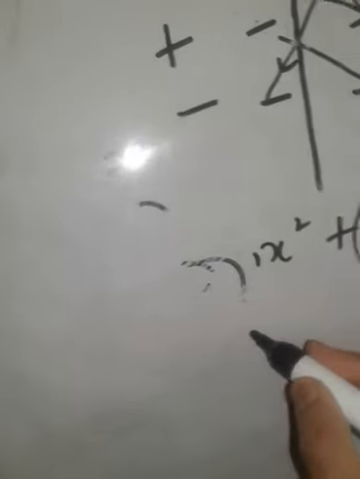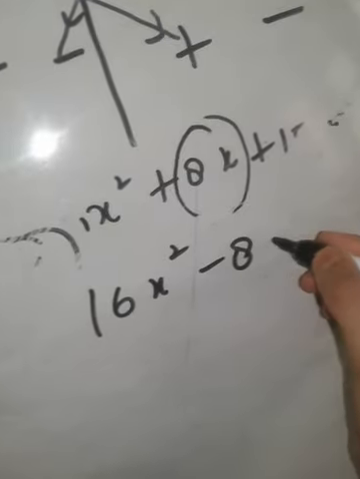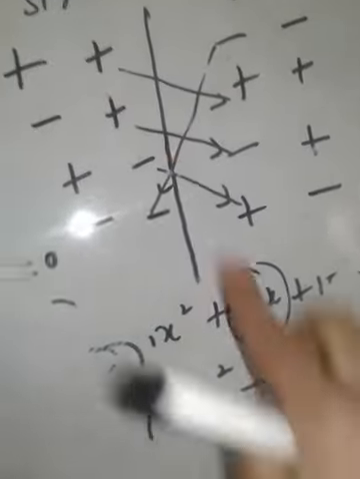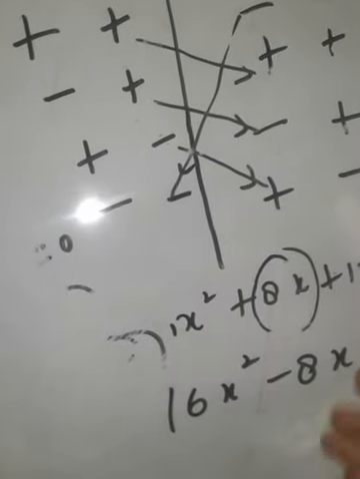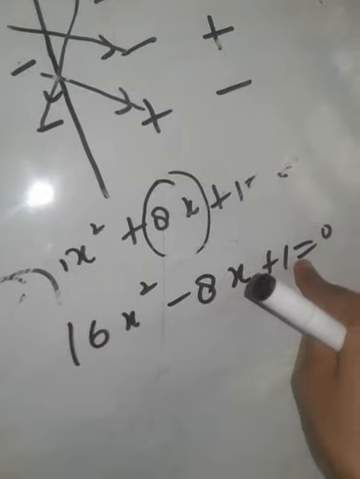For example, 16x square minus 8x plus 1 equals 0. Again, have a look. This is minus plus, this is minus plus. Minus plus goes to plus plus, so the sign of roots will be plus plus. Multiply 16 into 1, the coefficient of x square with the constant.